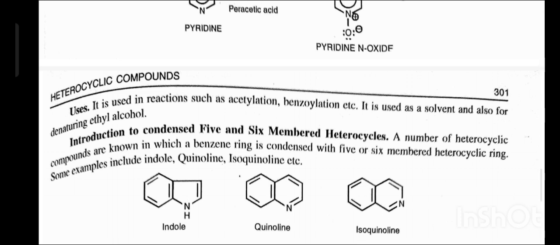Introduction to condensed 5 and 6 member heterocycles. A number of heterocyclic compounds are known in which a benzene ring is condensed with a 5 or 6 member heterocyclic ring. Some examples include indole, quinoline, isoquinoline, etc.